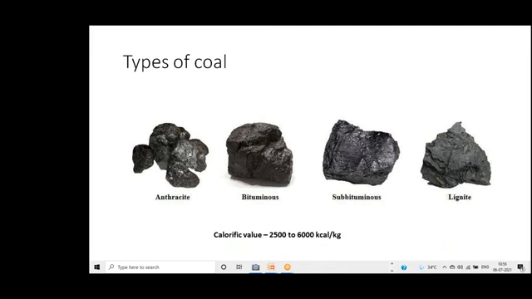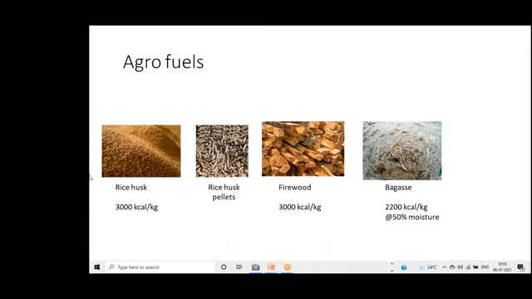But these kinds of coals are not available in India anymore. What is available is bituminous coal. The calorific value is around 4000. Agrofuels, again, we have plenty of agrofuels in use in India. It's one of the most primitive fuels, even before we started using the modern fuels like petrol and diesel. This kind of fuel has been in use conventionally for a very long period.